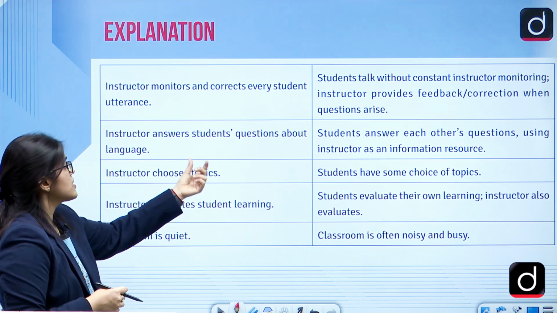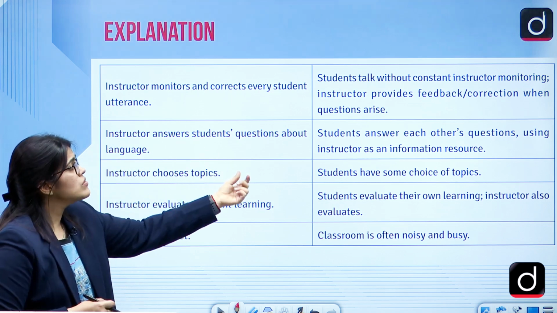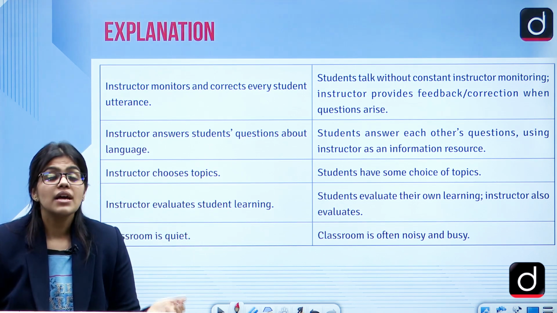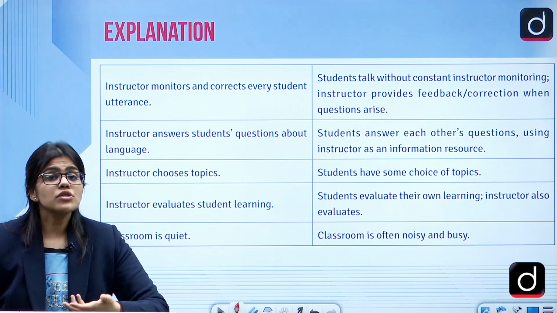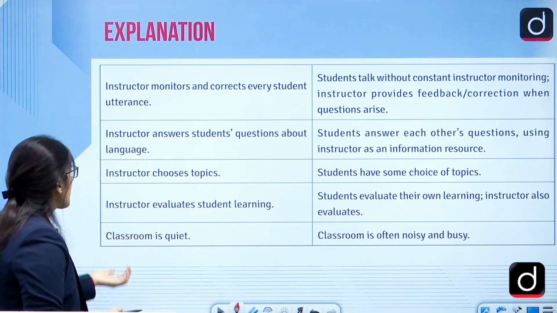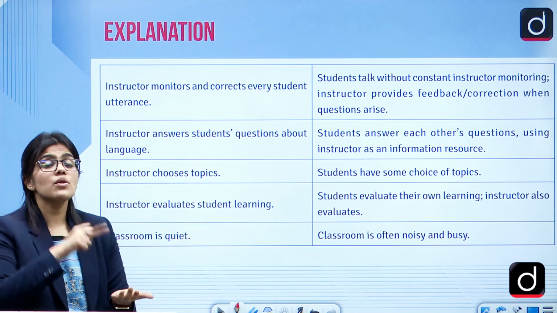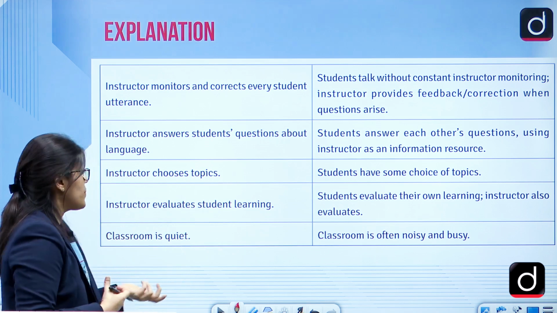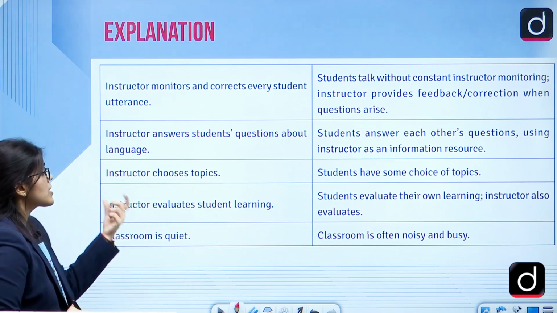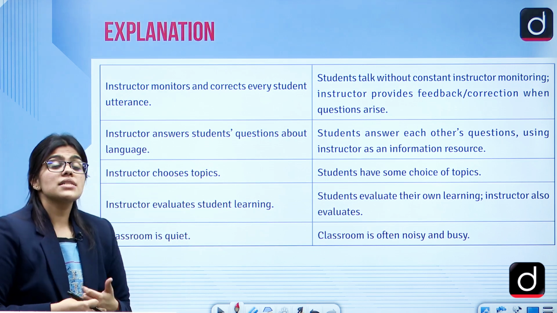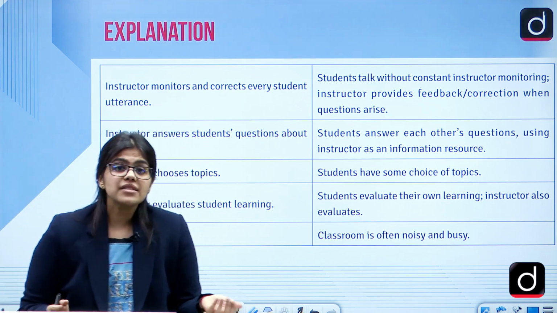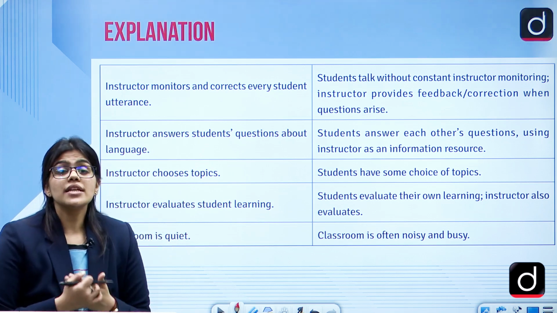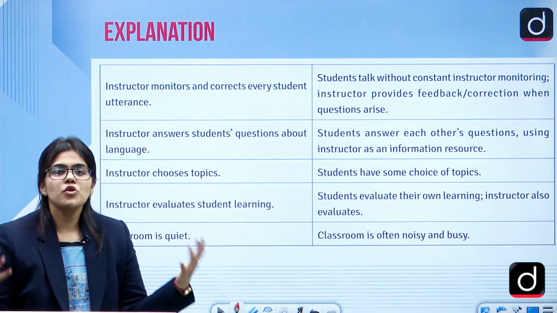The instructor answers the students' questions about the language, and here students answer each other's questions. So students are given the right to interact with each other. It's cooperative learning. Two students can cooperate with one another and learn. The instructor chooses the topic, what to learn, when to learn, how to learn. And here the students have the choice and have their own opinions and their own topics. The instructor elevates the student's learning. It is the instructor who will give their best to elevate what the student is doing, but the student can never question the teacher. The teacher comes with an attitude of know-it-all.